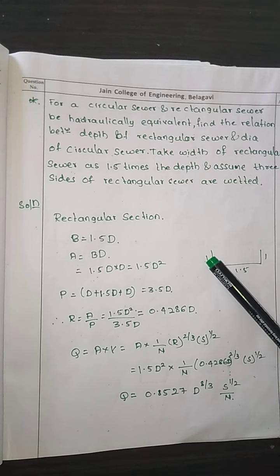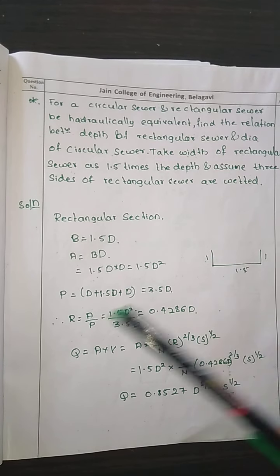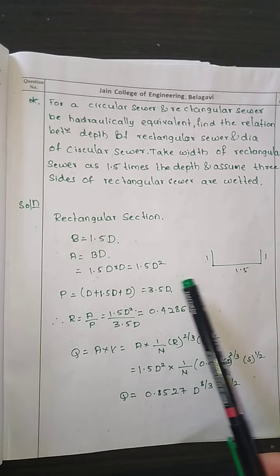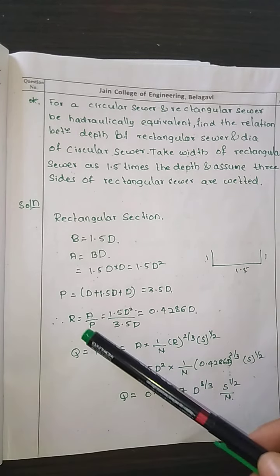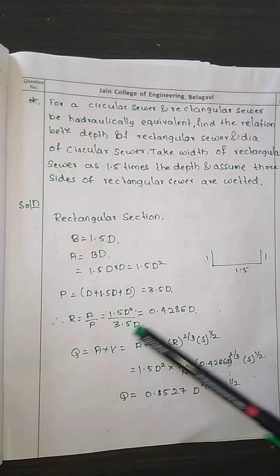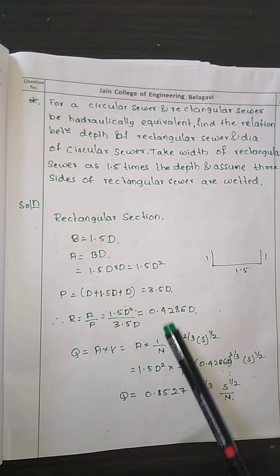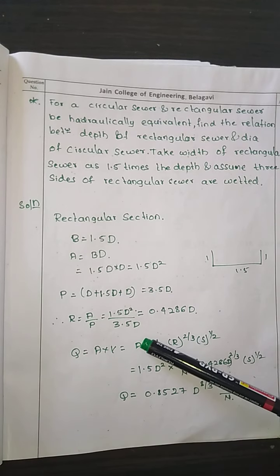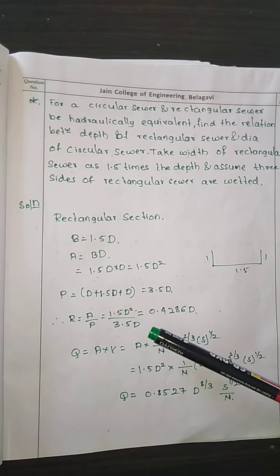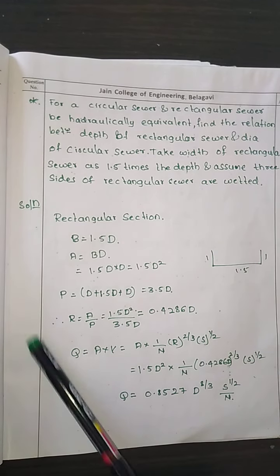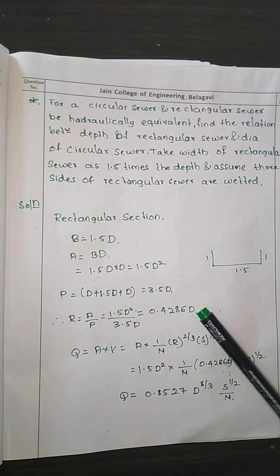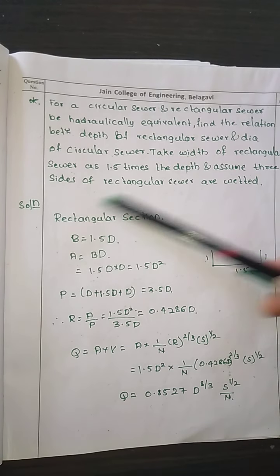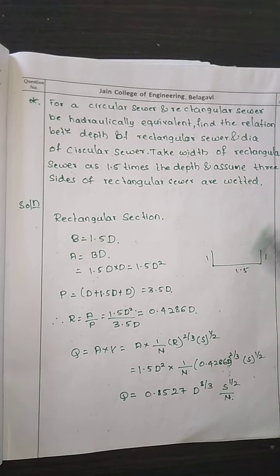Now perimeter: here D, here D and 1.5 D. So D, 1.5 D and D, we are going to add them. We have got it as 3.5 D. Now hydraulic mean depth is given by R is equal to A by P. So A is 1.5 D squared divided by P, which is 3.5 D. So we have got the hydraulic mean depth as 0.4286 D for a rectangular section. Whatever calculations we are going to do now are for a rectangular section.